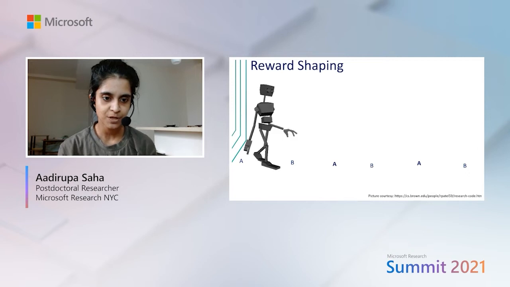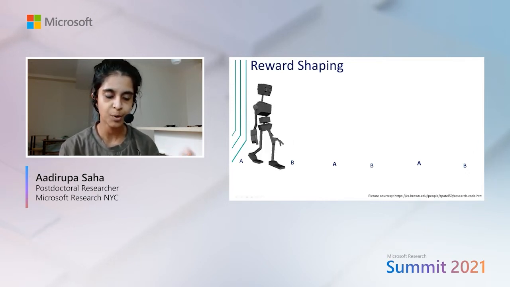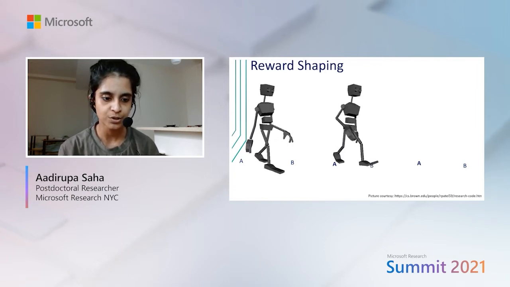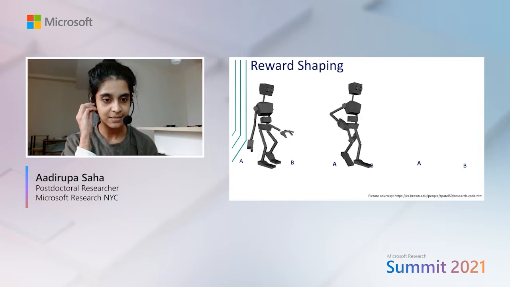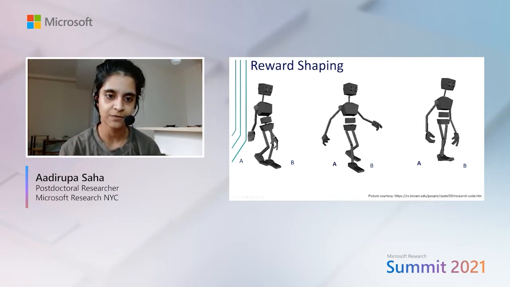For example, suppose we are trying to train a robot to walk from point A to point B. Say this is our robot number 1. We have another robot which is doing the same task successfully, and there is a third robot which is also working successfully from A to B.